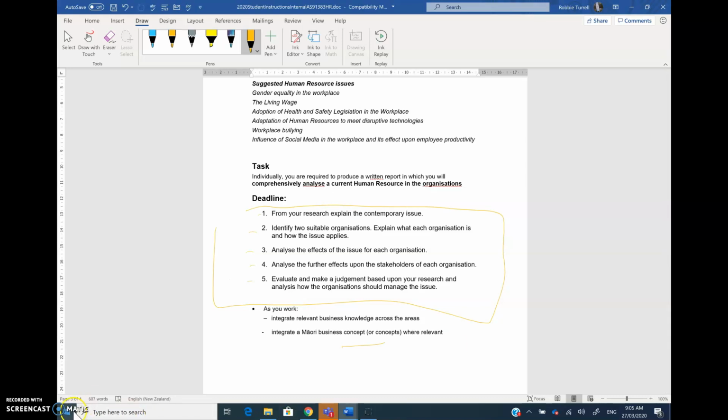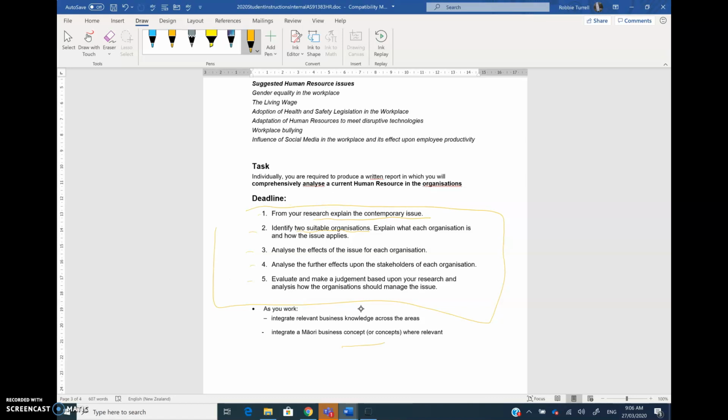Okay, so looking today, guys, our task. From our task, we can see that the 5 things we've got to do is find a contemporary issue, whatever that might be, identify 2 suitable organisations that are being affected by that issue. That's important, to be able to find those organisations that are affected in some way by that issue.